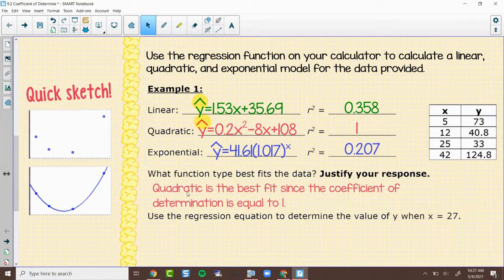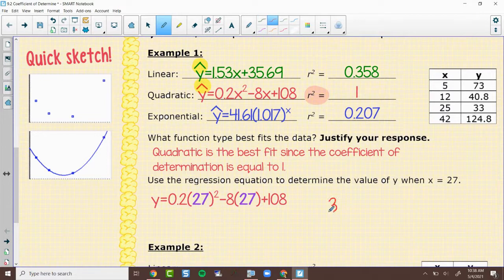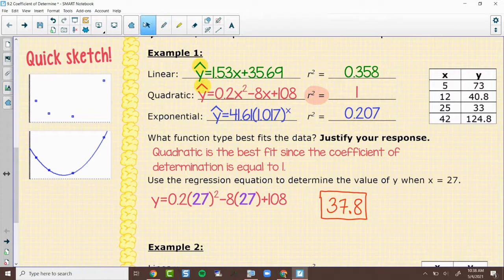So your quadratic for sure is going to be the best fit because our coefficient of determination, or the r squared, is equal to 1. So now it says use that regression equation and determine what the value for y is whenever we have x equal to 27. So all we're going to do is take our equation and plug in 27. Once you plug in 27, you should get somewhere around 37.8. So that's kind of how we can use data, fit a model, and then make more predictions that we don't already have in our table.